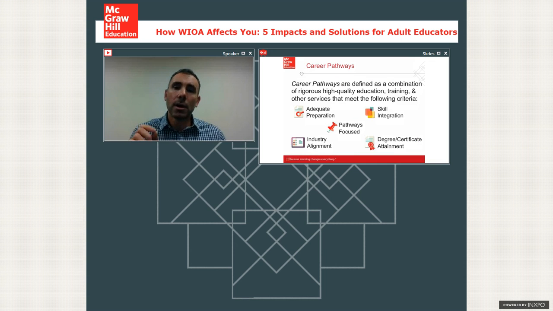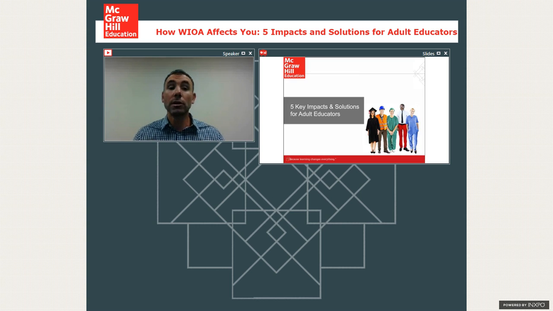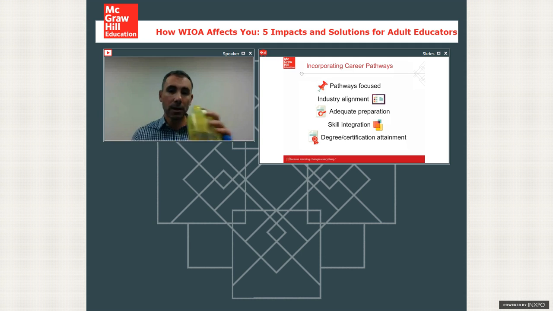The second element of WIOA is career pathways, and career pathways as defined by WIOA includes 5 different criteria or elements. Adequate preparation, skill integration, they need to be pathway focused, they need to align to industry, and they need to include some sort of degree and certificate attainment. So what we're going to look at now specifically is the career pathways and 5 of the impacts and solutions for you that you can be taking away today based on those career pathway elements. Here they are again.